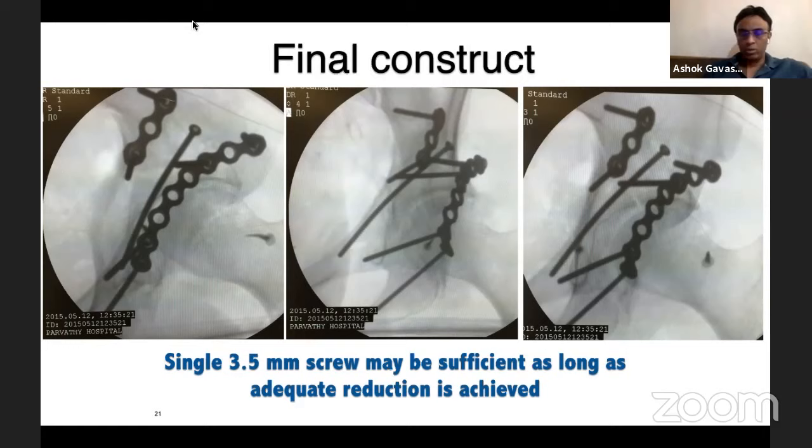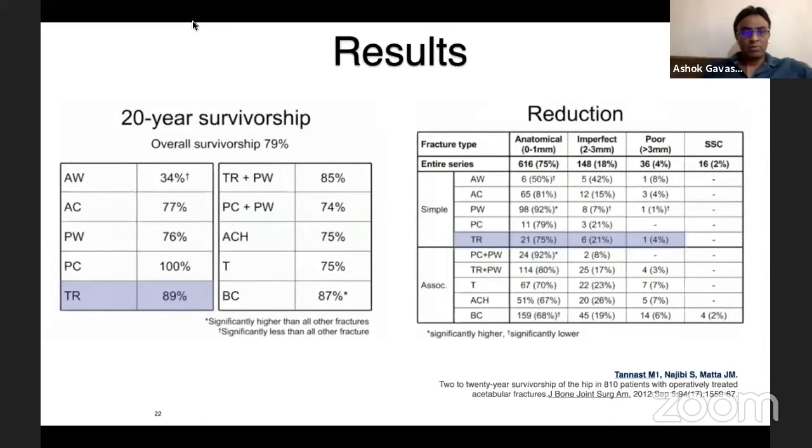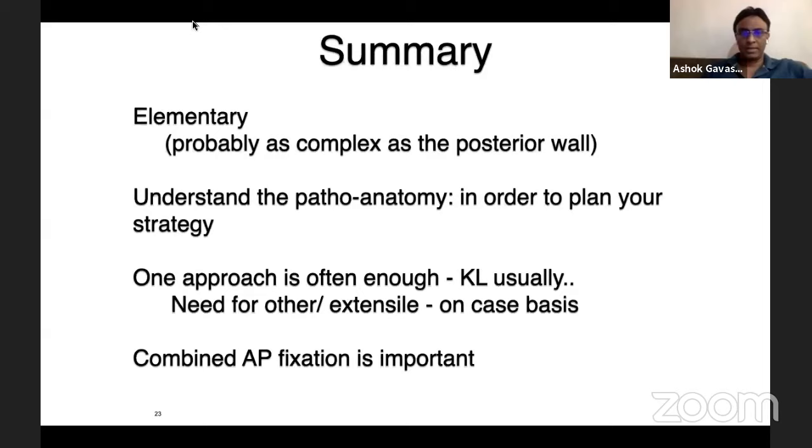In terms of results, if you can get good reduction, transverse fractures tend to do pretty well. Transtectal fractures especially require anatomical reduction. How to get those would be discussed in subsequent talks. So in summary, transverse fractures are elementary, but are probably as complex as the posterior wall. You need to understand the pathoanatomy in order to plan your surgical strategy.